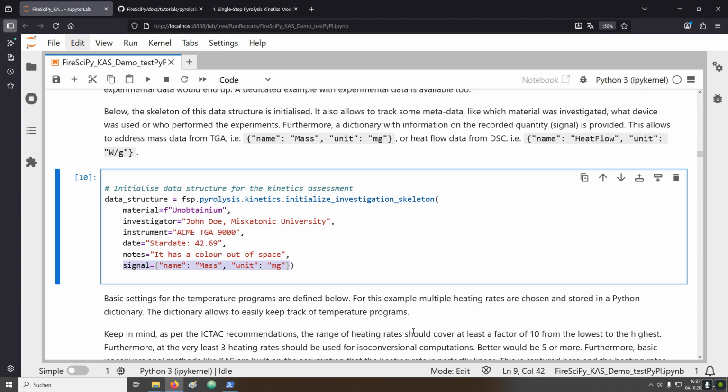It further requires some information about the signal. For example, in this case, I'm assuming to have used TGA data. Therefore, the signal that I'm interested in would be the mass of the sample. We can also provide a unit, in this case it's milligrams. This data structure is not only used to store the initial data. It will also contain the intermediate results that have been generated during the computations.